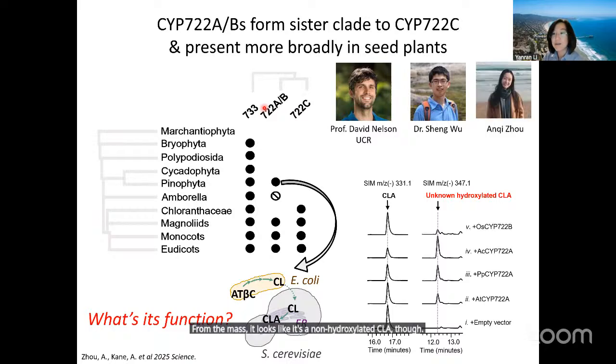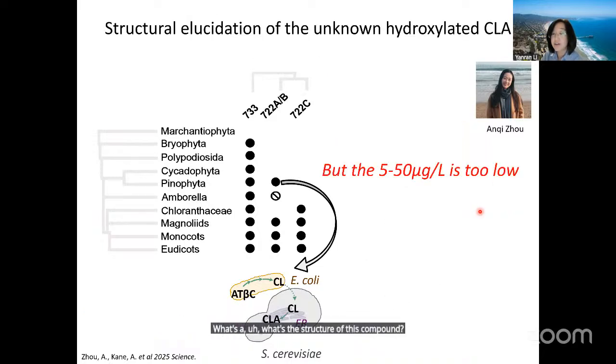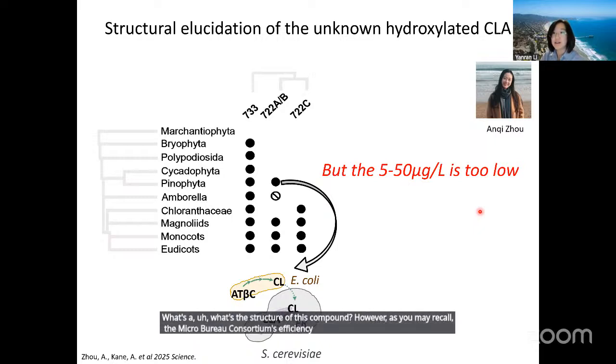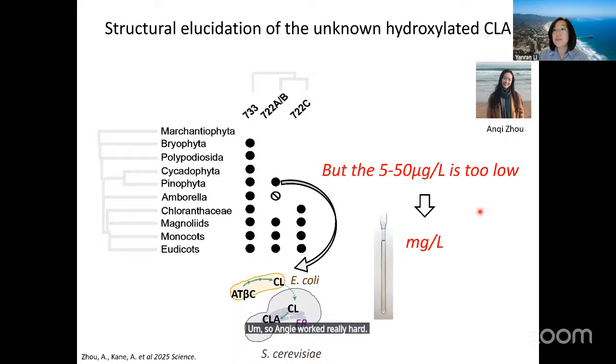Then Anqi tested a bunch of other variants from different plants. It turned out that across the CYP722A and B families, this function to synthesize the unknown hydroxylated CLA is conserved. So we needed to know what the structure of this compound is. However, as you may recall, the microbial consortium's efficiency is pretty low, only 5 to 15 microgram per liter. So Anqi worked really hard to improve the efficiency of the microbial cell factory to milligram per liter.